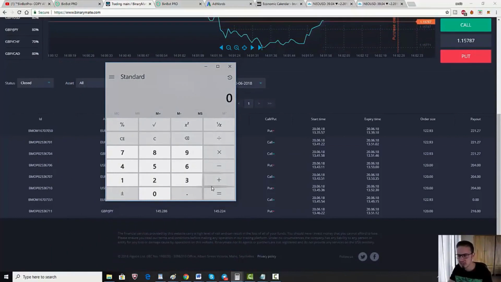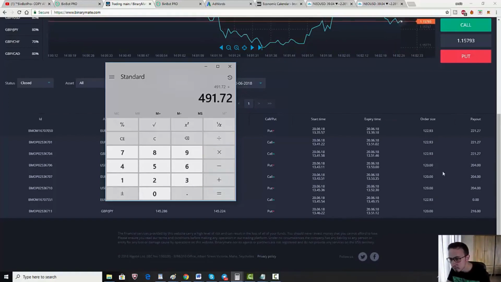So order size. So how much did we invest in this trading session? Let's calculate, and then let's calculate our total profit, which we generated just here from our chair. So 122.93 was invested by BinBot PRO 4 times. 1, 2, 3. Yes, so 4 times.